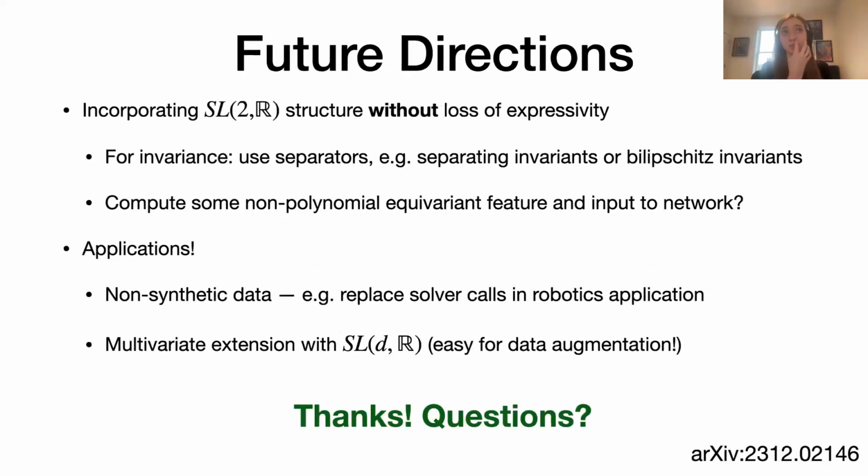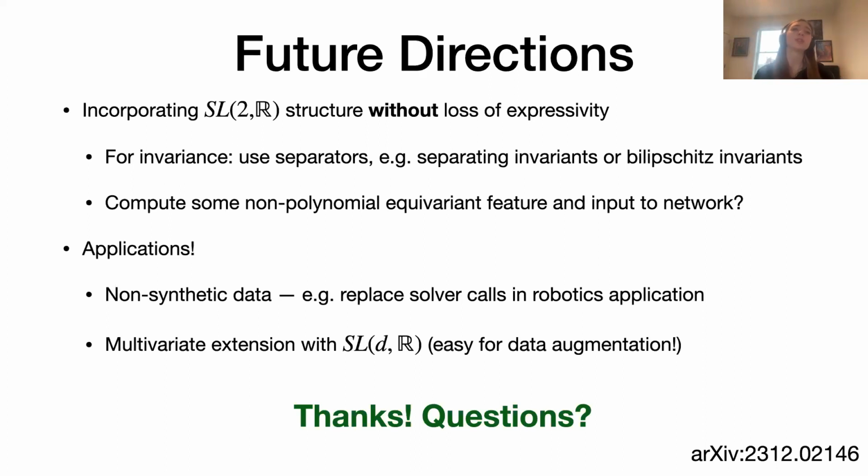There are definitely a lot of future directions here. The most obvious question is, how do you get around this loss of expressivity? One direction that could be interesting, and maybe is related to some really cool work that Dustin has, would be, at least for invariant problems, maybe there's a way to use separators or some sort of equivariant analog of those. Maybe there's some extra non-polynomial featurization that you need to compute and input to the network. But overall, this is a hard direction, but an interesting one that might require a fundamentally different architectural paradigm from what's used in most previous work.